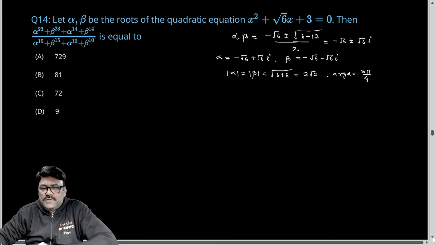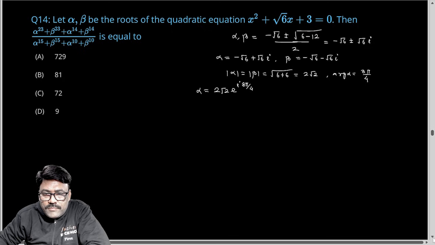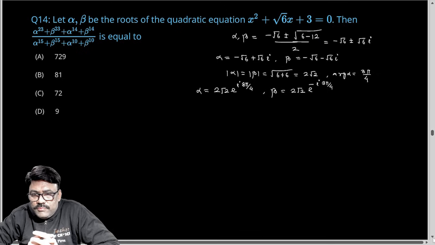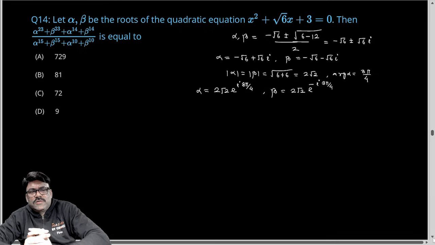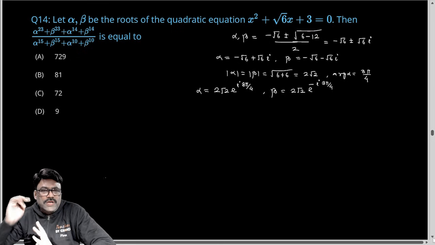So I can write alpha in Euler's form. It can be written as 2 root 2 e raised to iota 3 pi by 4, and beta is its conjugate, so it is 2 root 2 e raised to minus iota 3 pi by 4. And now let's calculate all these values: alpha raised to 23 plus beta raised to 23, then alpha raised to 14 plus beta raised to 14.